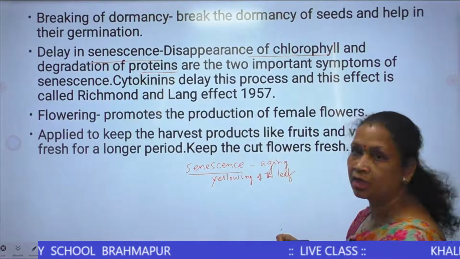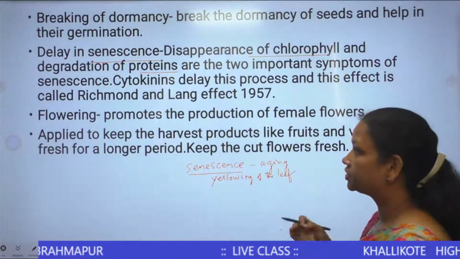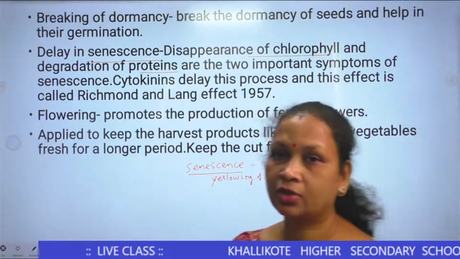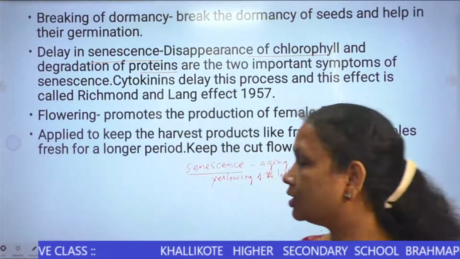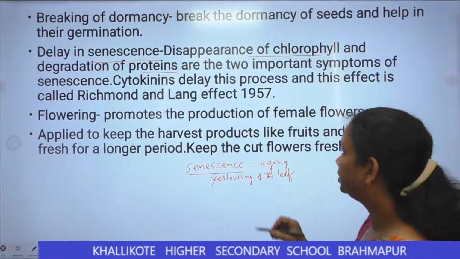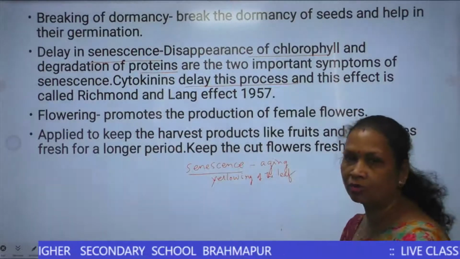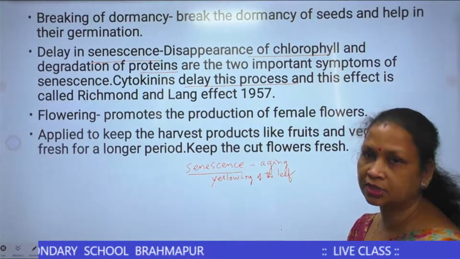There will also be degradation of proteins. You can find that the fruit size and the flower size start to become smaller, and fewer flowers or fruits start to be produced in the plant body. So, that is the phenomenon of senescence or aging in the plant.